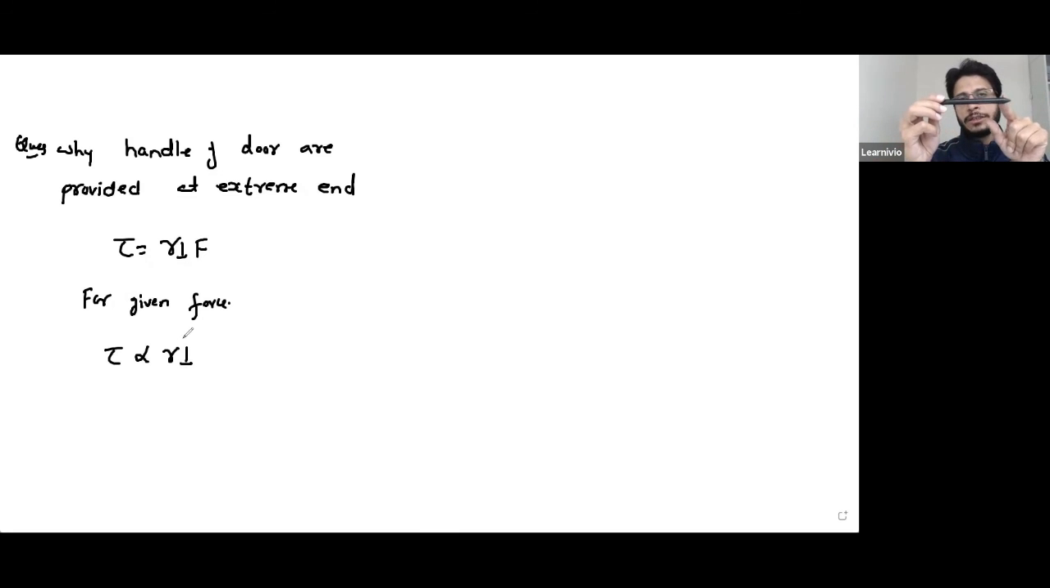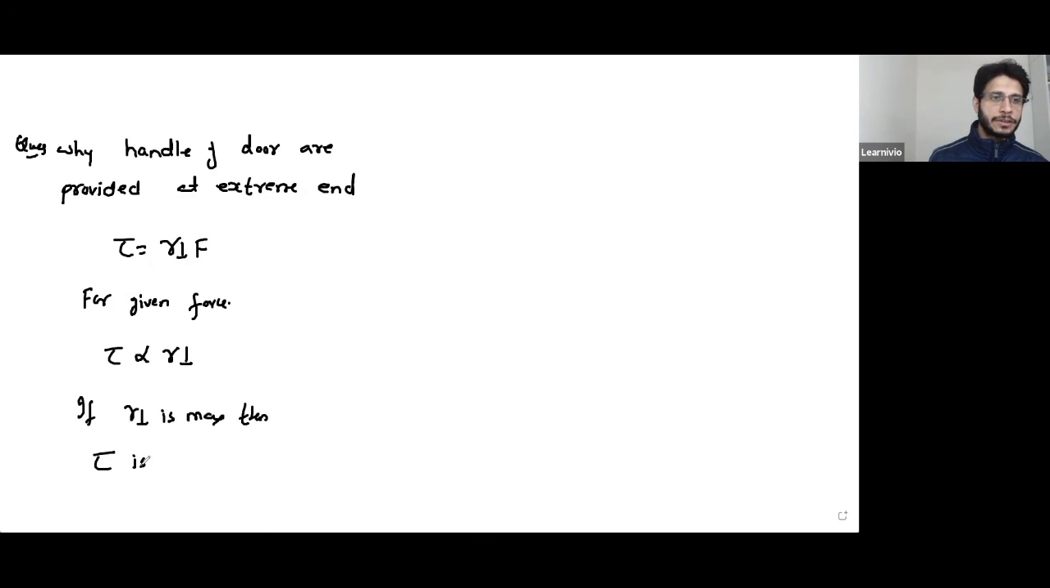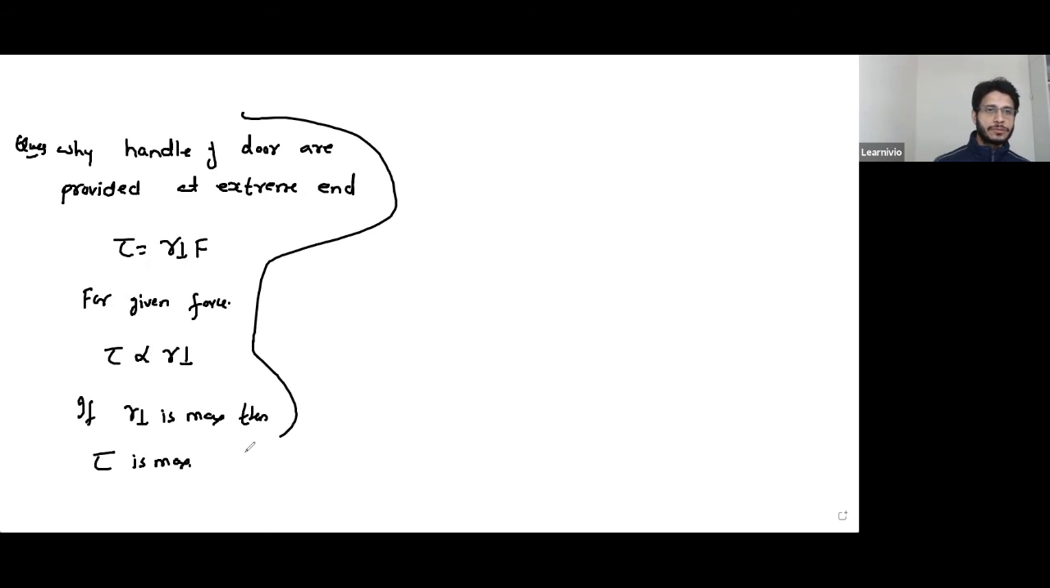So if you apply handles at this extreme end, that means you are making R perpendicular maximum. Because if your R perpendicular is maximum, then your torque would be maximum. Since tau is proportional to R perpendicular, if R perpendicular is maximum, then torque is maximum. So just to maximize your torque for a given force, we provide handles at the extreme end of the door.